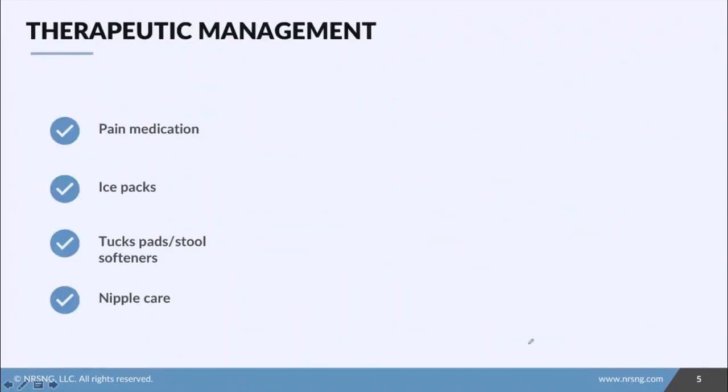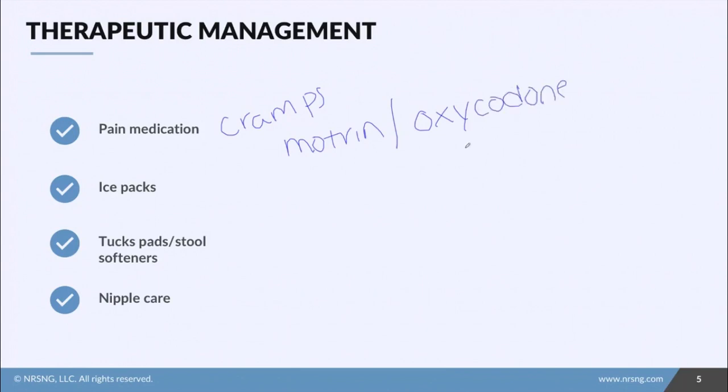Now, what is our management going to look like for this patient? So therapeutic management will be pain medications to help with these after pains and those cramps that are felt. Some of the medications are ibuprofen or Motrin, oxycodone, and then just Tylenol, acetaminophen for the patients that maybe don't want the narcotic but need something else to take the edge off.